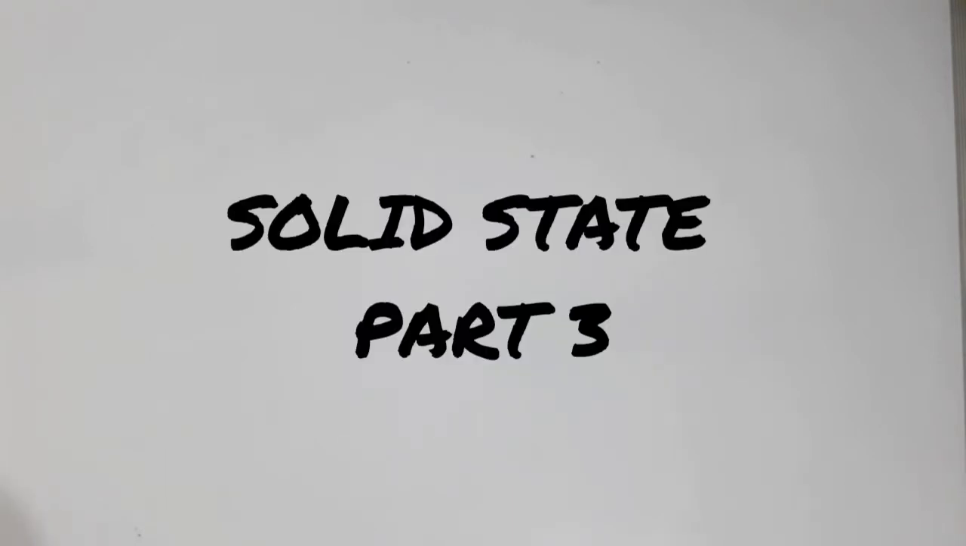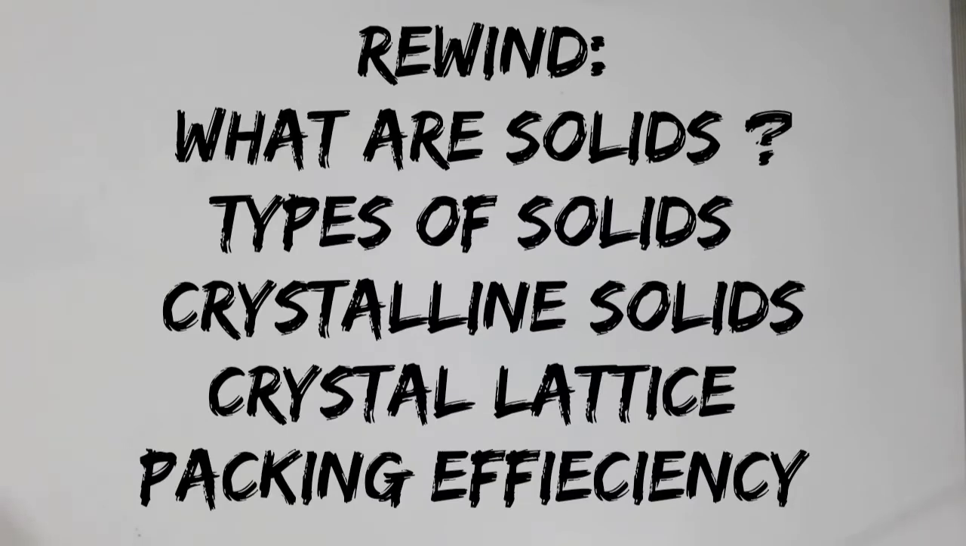So this is part third of solid state. In the last section we have discussed what solids are, then types of solids where we studied amorphous and crystalline, then the types of crystalline solids where we studied ionic, molecular, covalent and metallic solids. Then we discussed unit cell and lattice, and further the packing efficiency in different types of arrangements in crystal lattices. So in this section we will cover one more important topic, and that is voids.